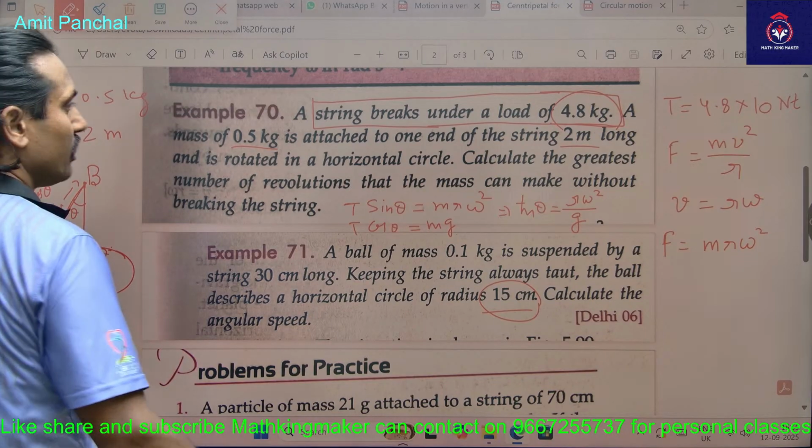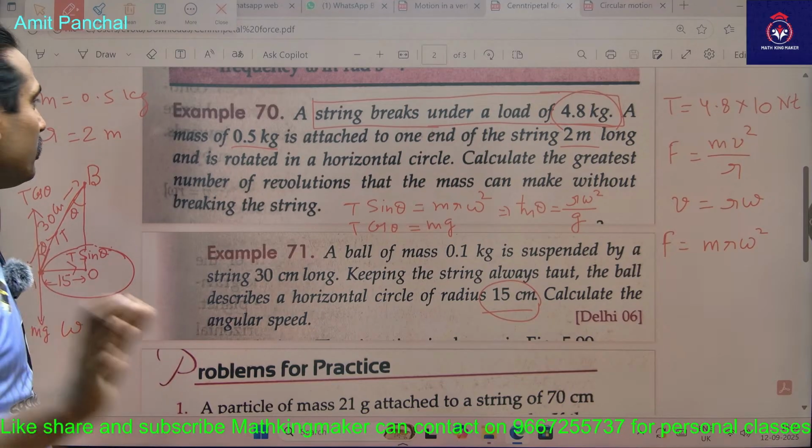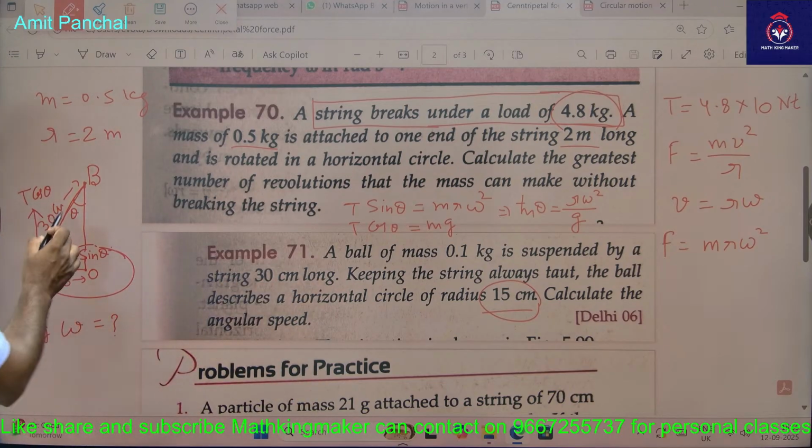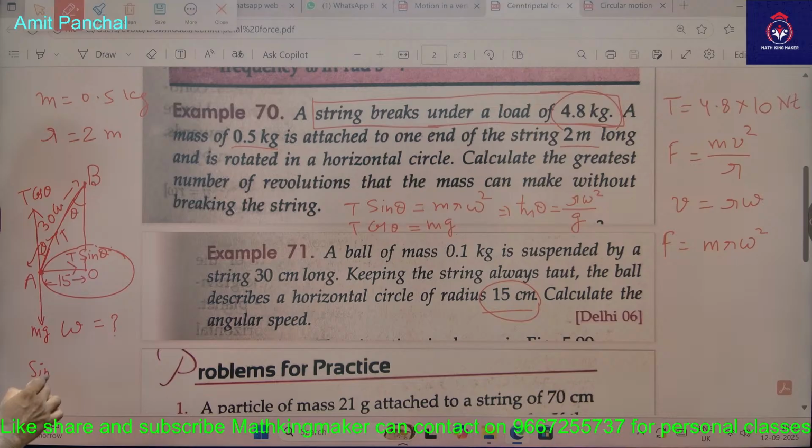Why are you doing so much homework? What is sine theta? Sine theta is 15 by 30. It is 1 by 2, which is sine 30. So theta is 30 degree. That's all.